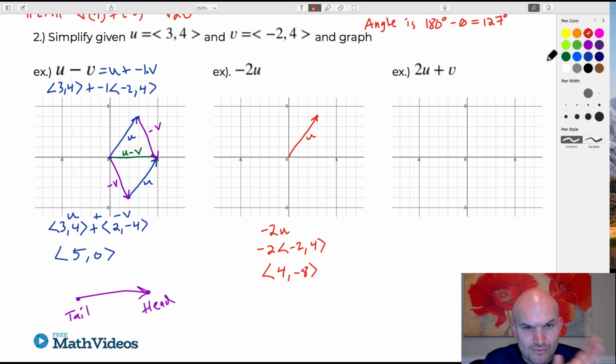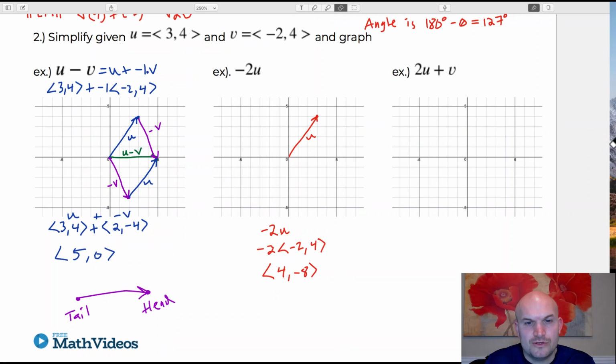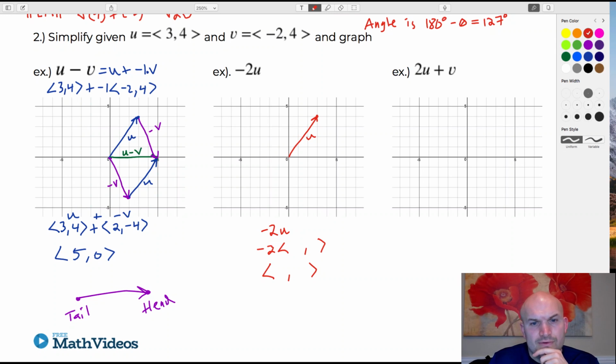So if we look at this, that's wrong. What happened here? Oh, I was doing the wrong one. That is 3 comma 4. I wrote in the wrong one. I was looking at v, and I got them mixed up. All right, so this is 3 and 4. So therefore, this gives you a negative 6 comma negative 8.